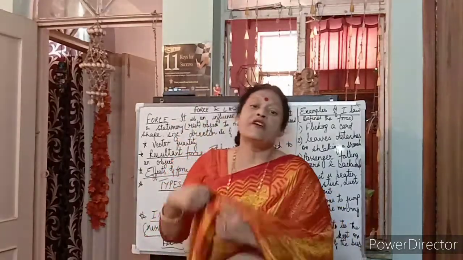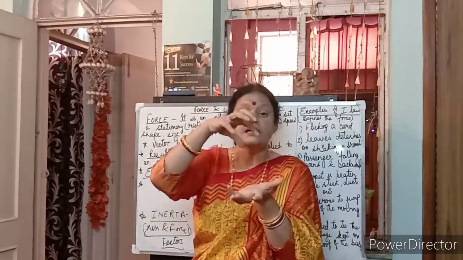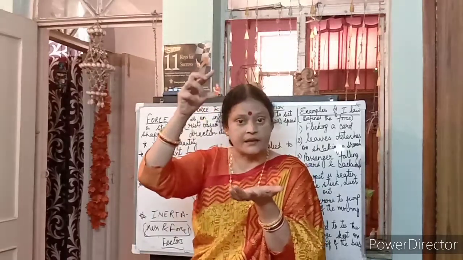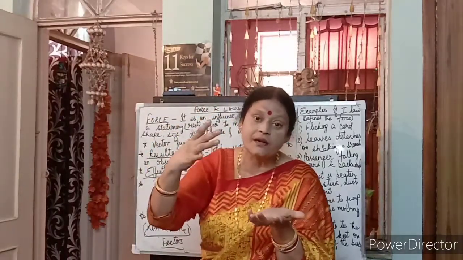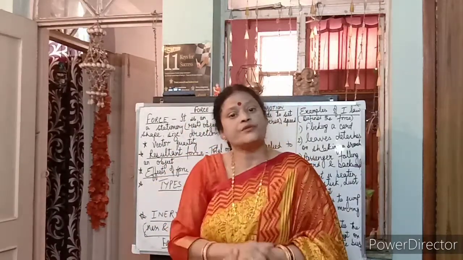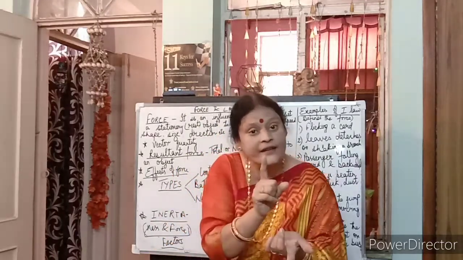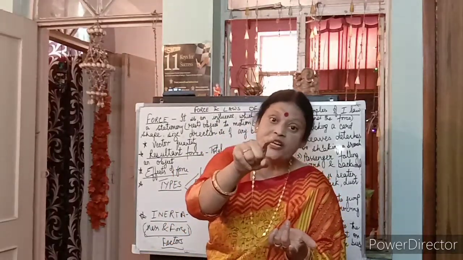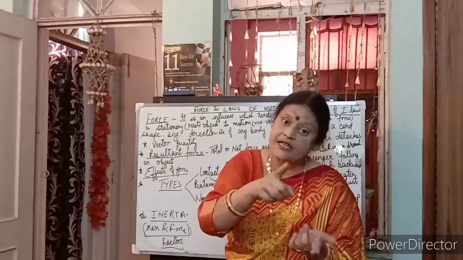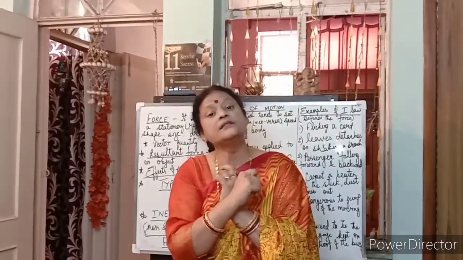Another example, when we flick a card. Suppose you take one beaker, and on that you keep one card and one 5 rupee coin on that card. What happens if I flick the card? The card will move and the coin will drop into that tumbler. Why? Because we are flicking the card, not the coin. The coin is still in the state of inertia. You have to mention inertia of rest. The coin is still in the inertia of rest. Initially, both the coin and the card are in the state of inertia of rest.